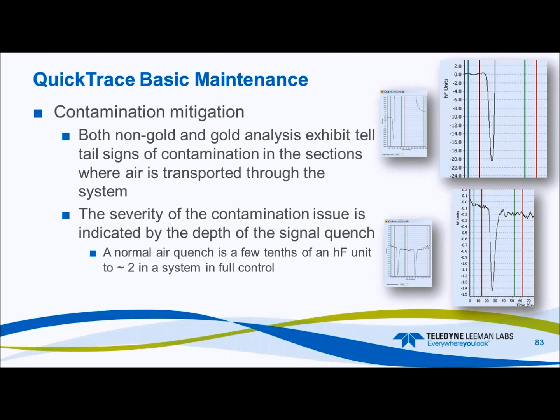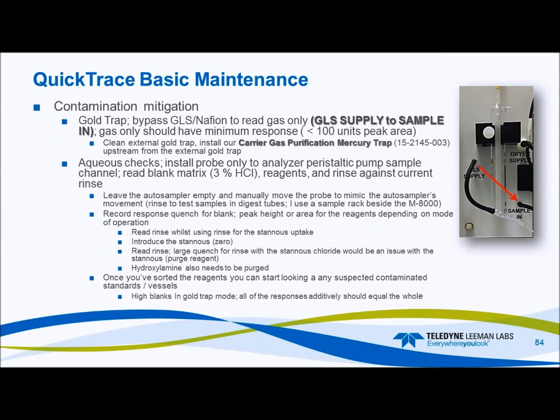You can see it in the gold trap, you can see it in the non-gold trap. So if you observe this system while you're doing your peak profile, that will eliminate a lot of headaches before you get into actually trying to calibrate the system. To try to source some of these contamination issues, you can bypass the GLS and take the GLS supply and go right to the sample end, so you can read your gas. Your gas, in mercury analysis mode, should be less than 100 HF units in area.